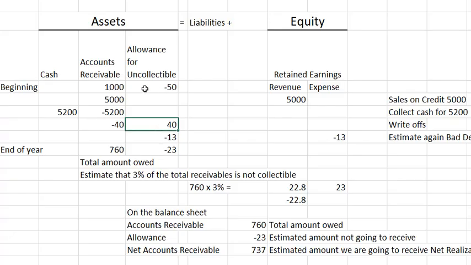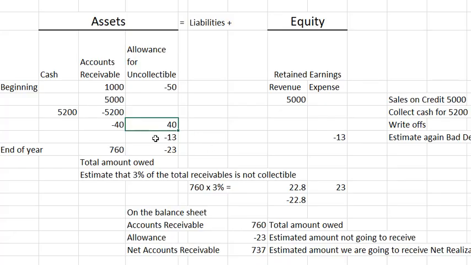Well, we had a negative 50 and then a positive 40. So we're at negative 10. And we need it to be negative 23 in the allowance. So how do we go from negative 10 to negative 23? We have a negative 13. When you put that negative 13 in the allowance, of course, you have to balance it on the other side of the equation.